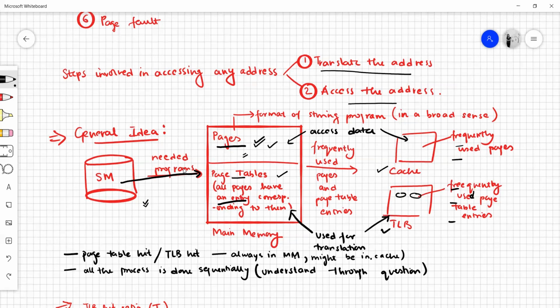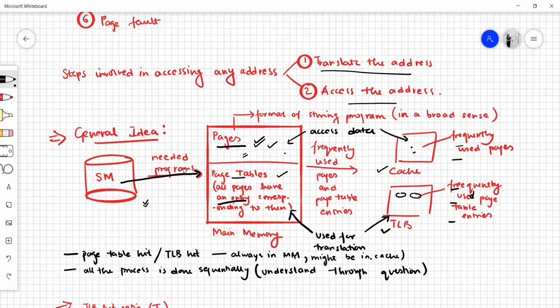In such a case, we either go to cache or go to the pages. First we check in cache. If we don't find the same thing in cache, that is called a cache miss. Then we go to the pages, the main memory. That is where we find the pages.